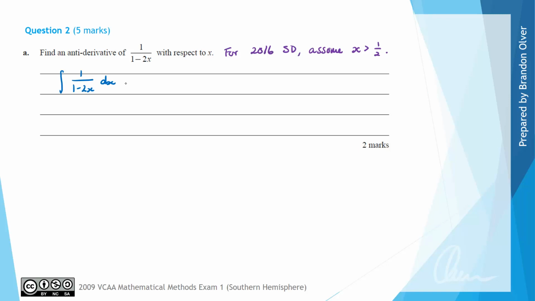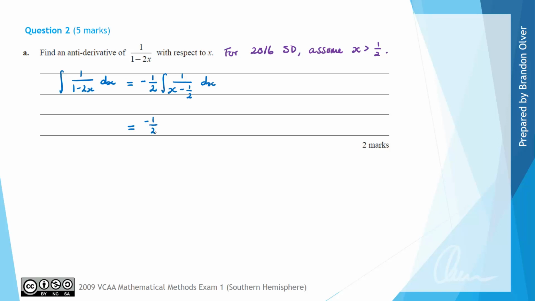Now if we take out the coefficient of x from the integrand, we could rewrite this as negative a half, and then we'd still have the integral of 1 divided by, but if negative 2 has been taken out from the bottom line, this becomes x subtract a half dx. And now we can find the antiderivative of this expression.